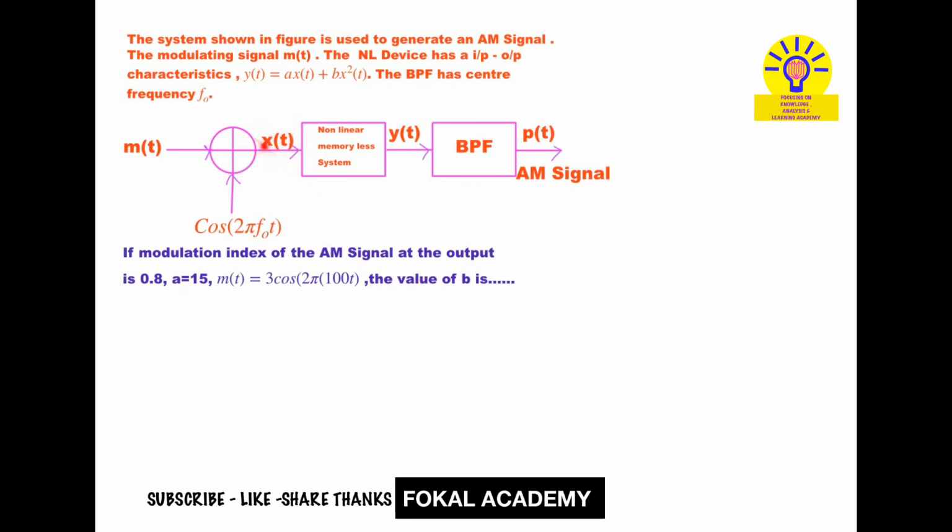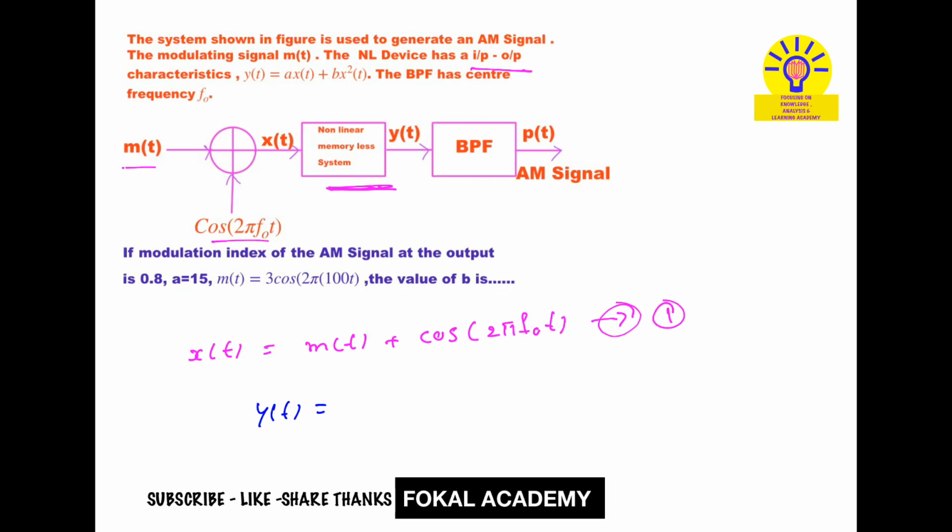First of all, calculate x(t). x(t) is the sum of these two signals, that is m(t) + cos(2πf₀t). This x(t) is given as input to the non-linear memoryless system. This is equation 1. Now for the non-linear system, the input-output relation is y(t) = a·x(t) + b·x²(t). This is equation 2.